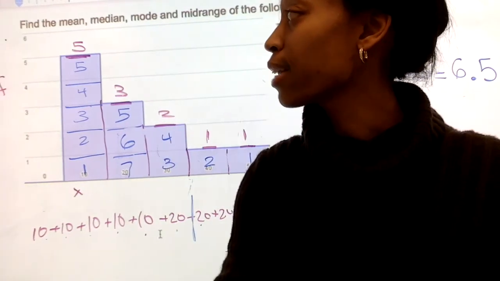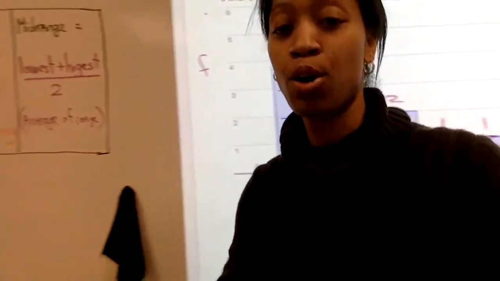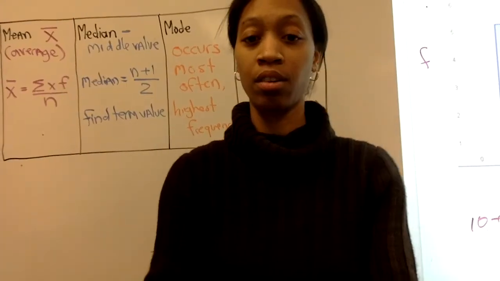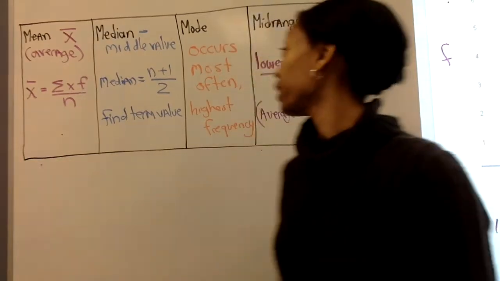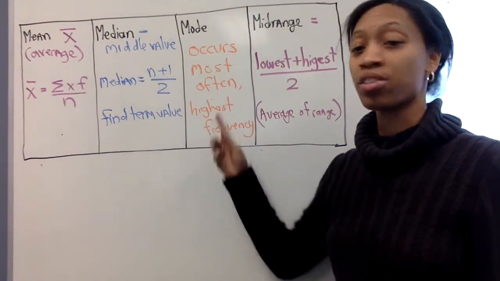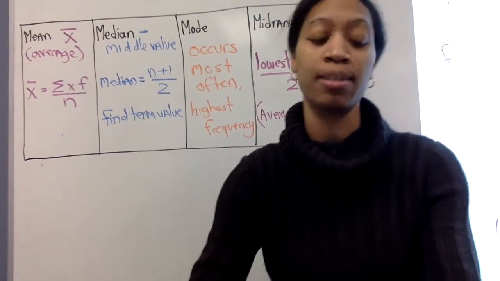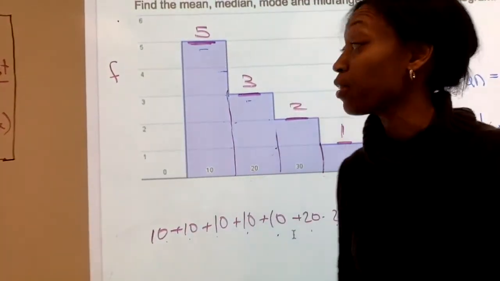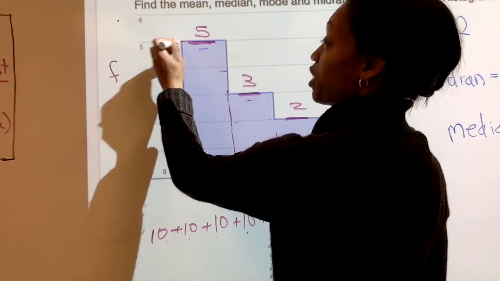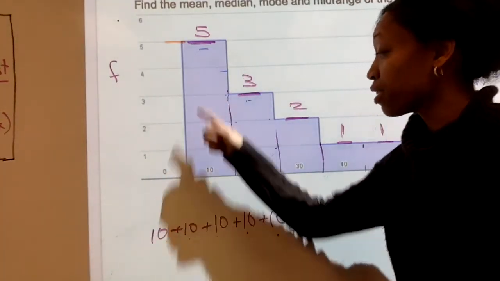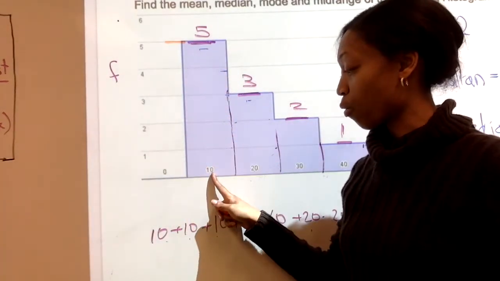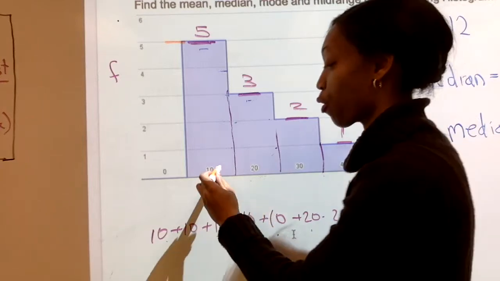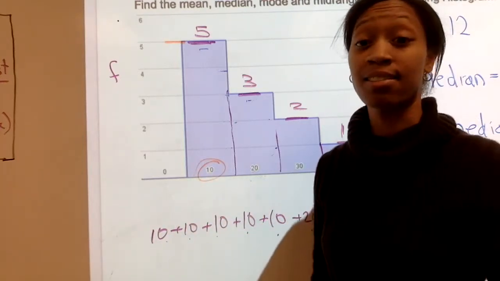All right, so next let's find the mode. And we remember that the mode is just the thing that occurs the most. It's the thing with the highest frequency. So that's pretty easy to tell from our bar graph because it's just the bar that's the tallest. So here, this one has a frequency of 5. So this is the bar that is our mode. It looks like there are the most 10s.